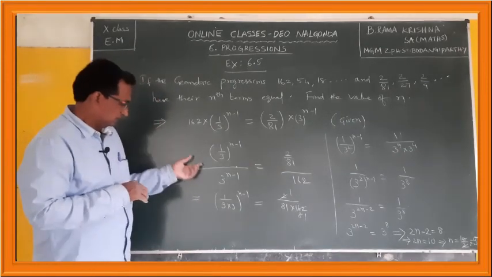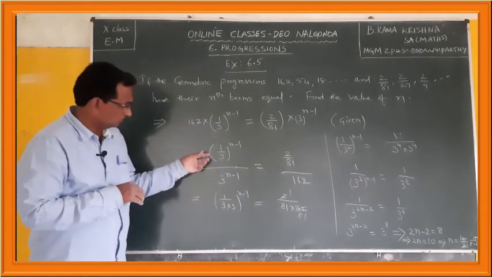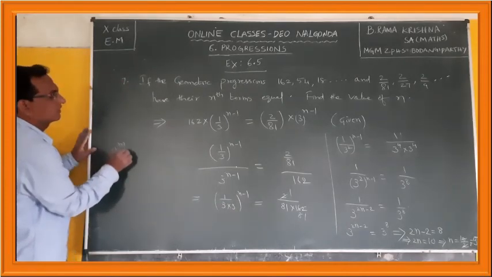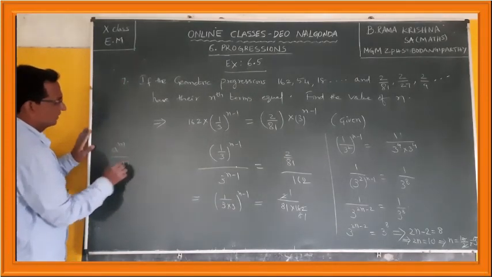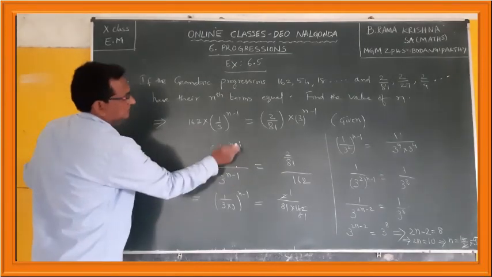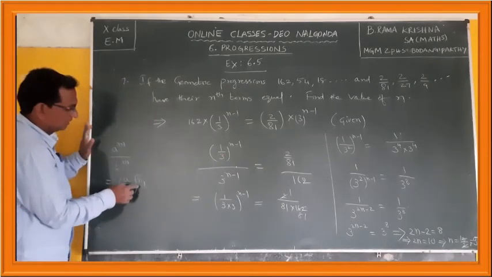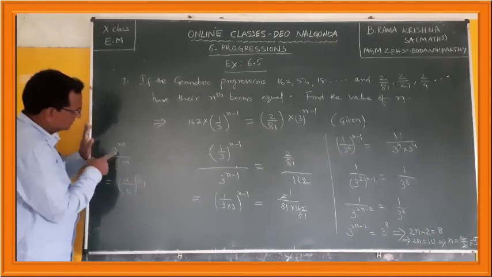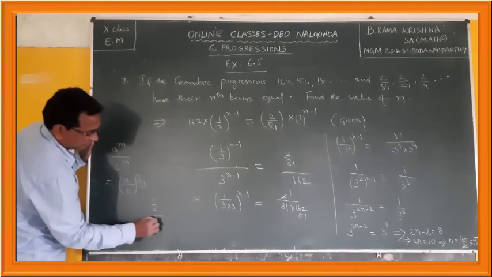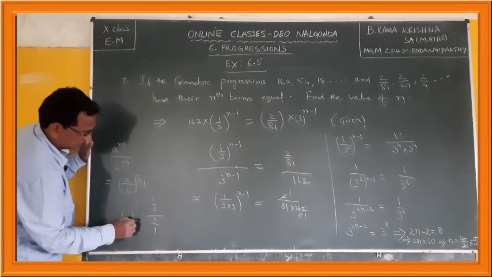You see, I wrote this step directly. You try this. There is a formula involved here: a to the power of m by b to the power of m is equal to (a by b) whole to the power of m. So, here the powers are the same. When the powers are the same, the power can be written only one time, and these two can be divided. 1 by 3 divided by 3 means 1 by 3 into reciprocal, which becomes 1 by 3.